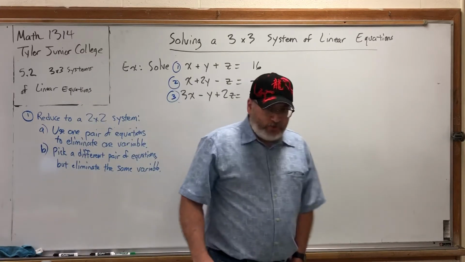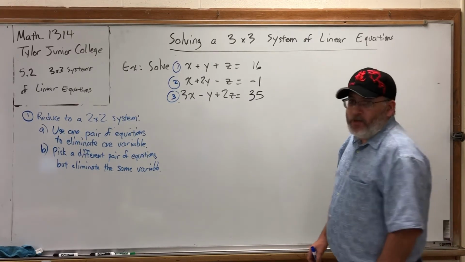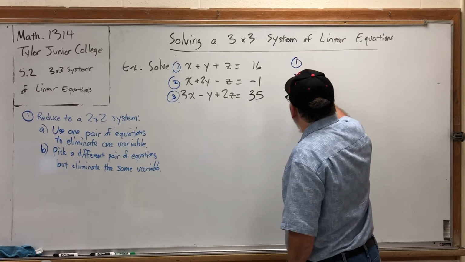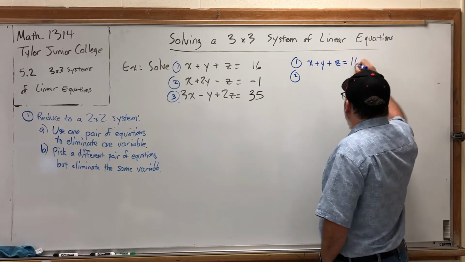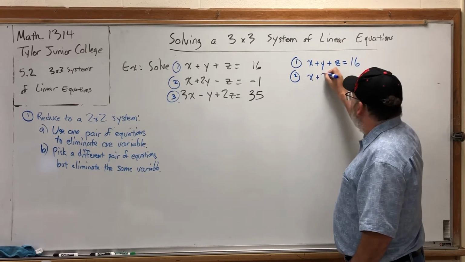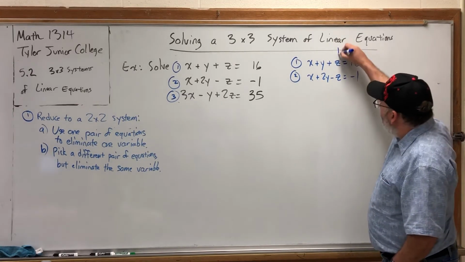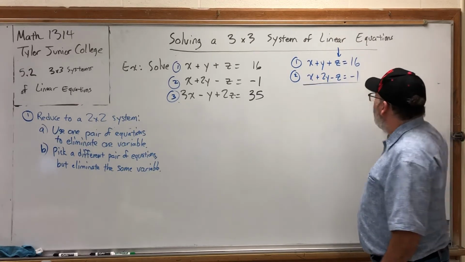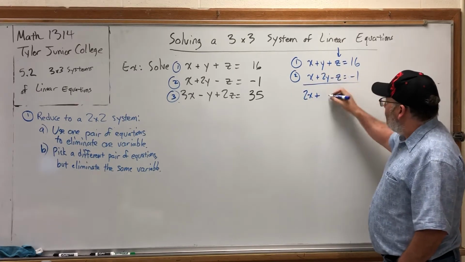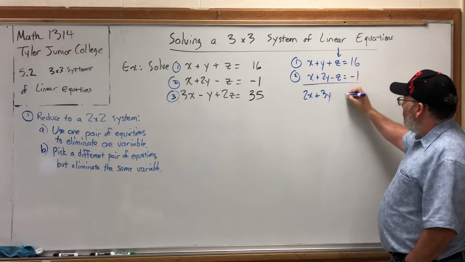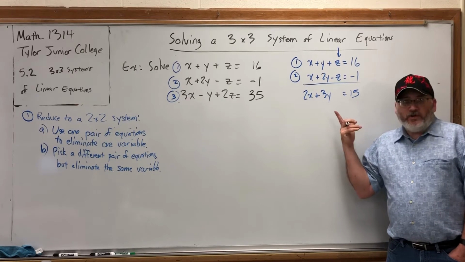So our first step is a doozy. Pick two equations and a letter to get rid of. Why don't we get rid of the z, and let's start by picking 1 and 2. If we take equation 1, which is x plus y plus z is equal to 16, and equation 2, x plus 2y minus z is equal to negative 1, this pair of equations is already set up to eliminate the z. So let's take advantage of that. If I add the equations, x plus x is 2x, y plus 2y is 3y, the z's cancel, 16 minus 1 is 15. I still can't solve for x and y, I have too many variables still.